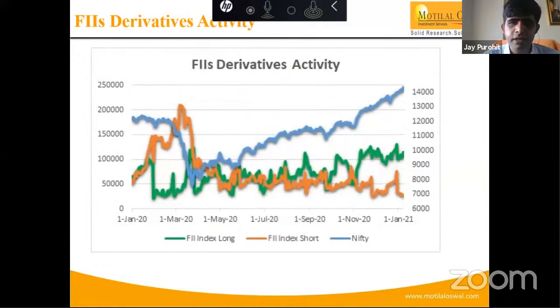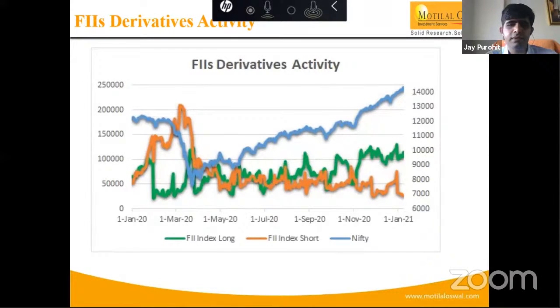Now, if you look at the derivatives activity of FIIs, this is the net long positions, and this is the index short positions. This is the Nifty. From November onwards, the shorts are marginally moving down. In December we had seen some shorting as well along with the longs, but now the shorts have come well below around 25,000 contracts or so.